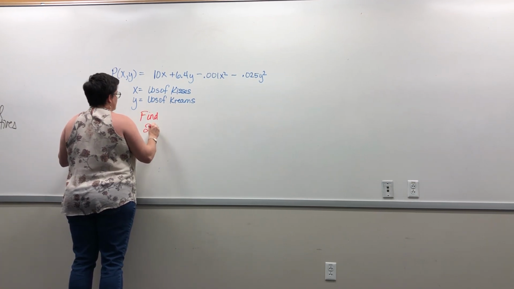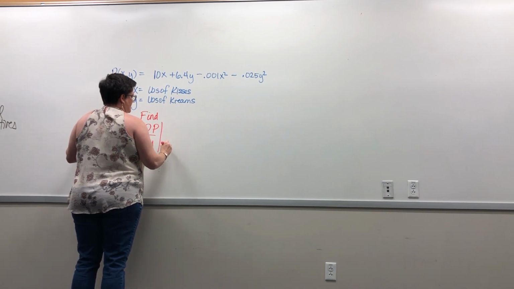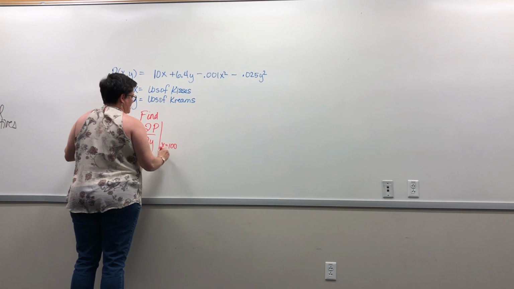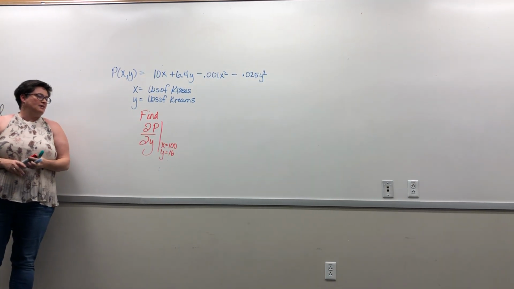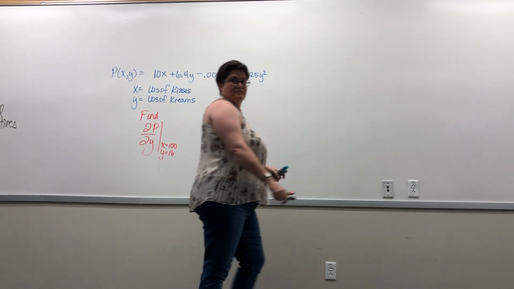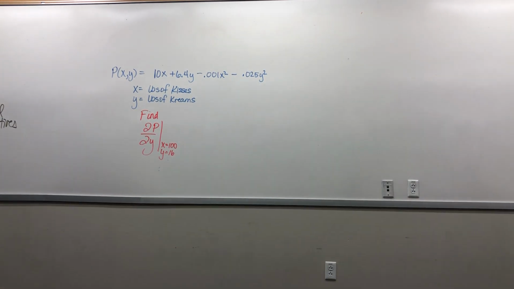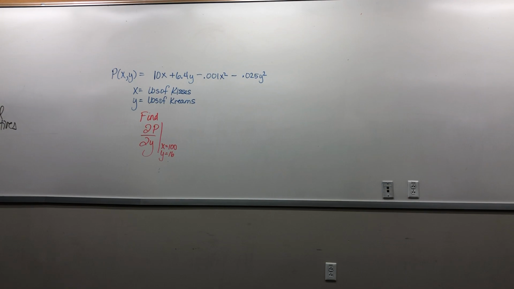So we want the partial of P with respect to Y at X equals 100 and Y equals 16. Before we even do any math, you guys talk to me. What's my variable? Y. Why did I grab Y? What stays constant? X. Lovely.